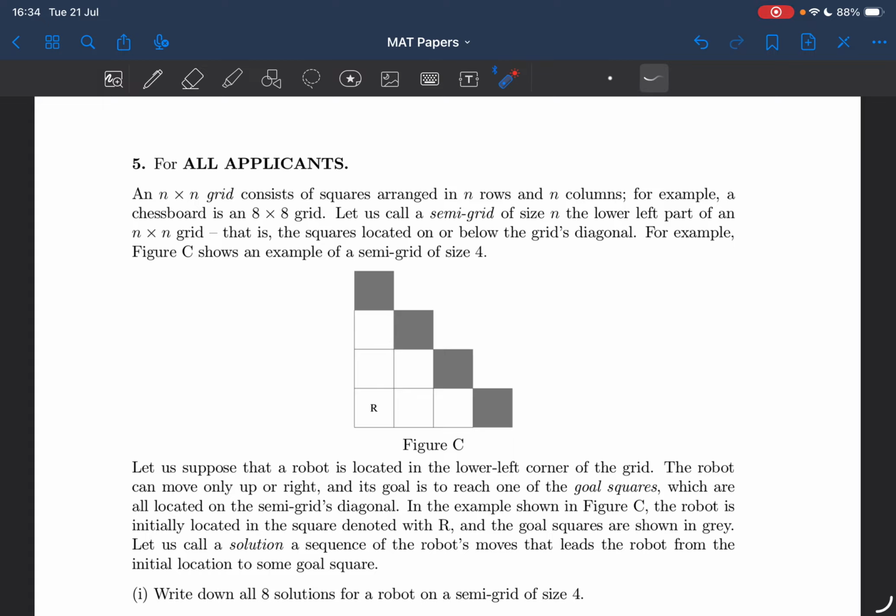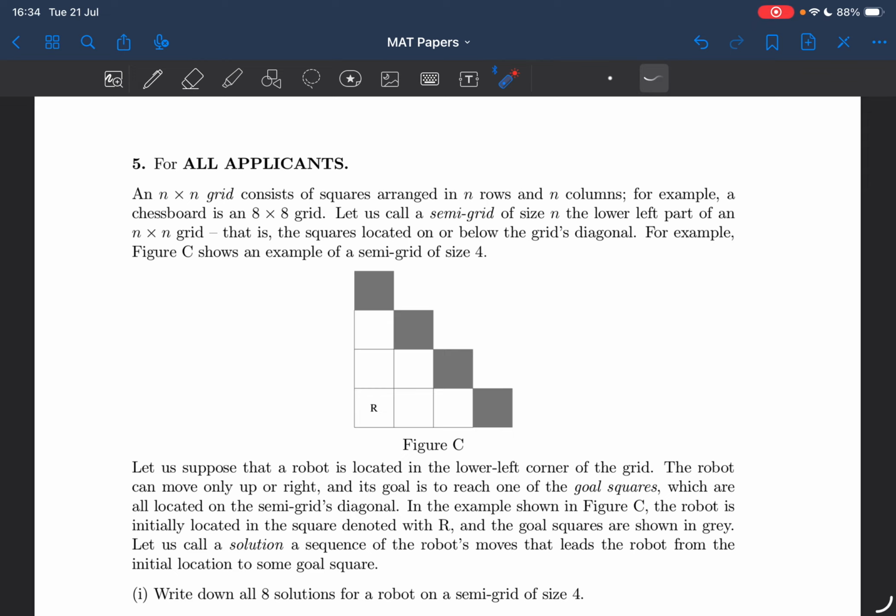Let's suppose that a robot is located in the lower left corner of the grid. The robot can only move up or right. And its goal is to reach one of the goal squares, which are all located in the semigrid's diagonal. So all of these kind of shaded in ones. In the example shown in figure C, the robot is initially located in the square denoted with R, and the goal squares are shown in grey. Let's call a solution a sequence of the robot's moves that leads the robot from the initial location to some goal square. Okay, how can we get from there to one of these while only moving right and up?